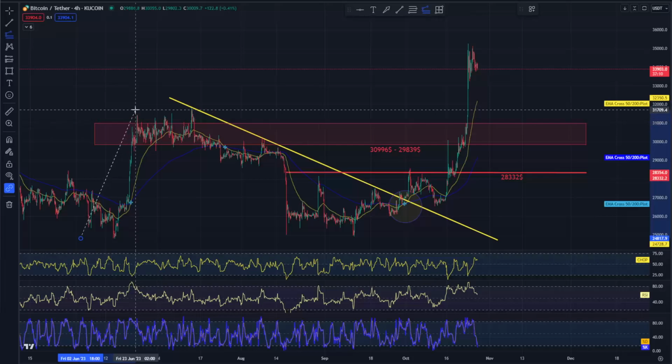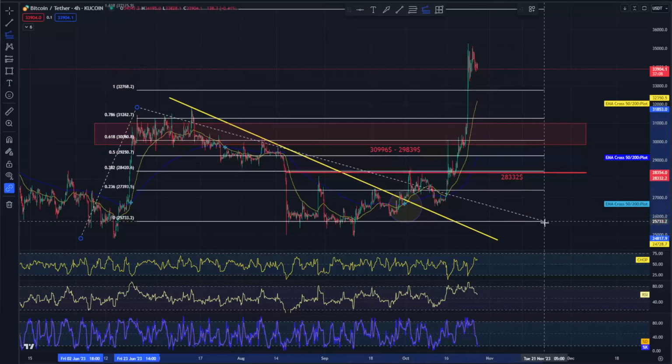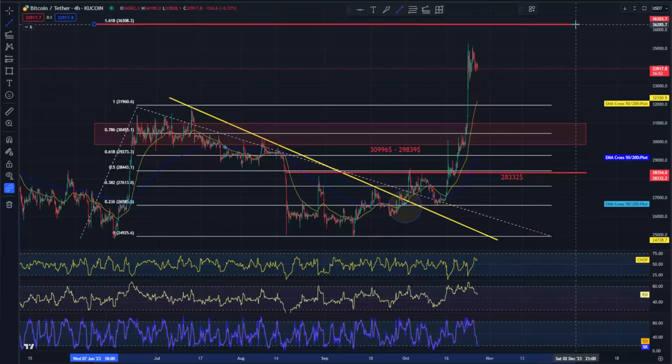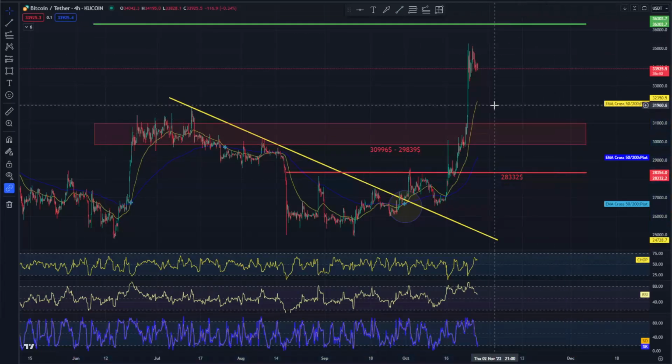Looking the other way, we can determine resistance areas in a similar way. However, here we will mark the resistance at $36,303, which is a very strong resistance that the price must face before we move towards $40,000.